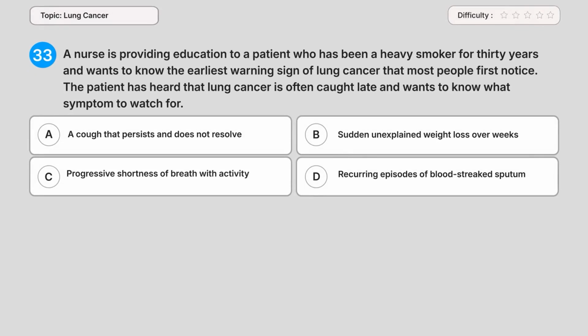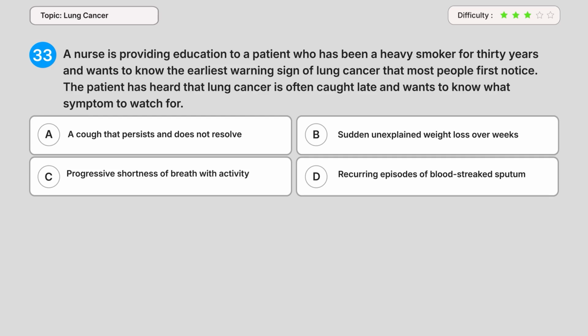33. A nurse is providing education to a patient who has been a heavy smoker for 30 years and wants to know the earliest warning sign of lung cancer that most people first notice. The patient has heard that lung cancer is often caught late and wants to know what symptom to watch for.